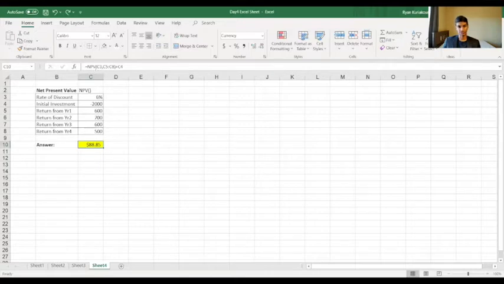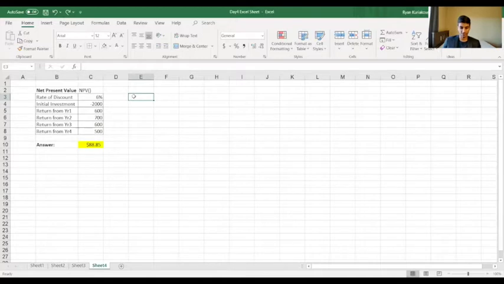So the formula for this is your NPV, and you enter in your discount rate first, and then your future cash flows. And because you're looking for the net present value, you have to balance that with your initial investment, say $2,000. You just add that back in to get your net present value of $88.85.